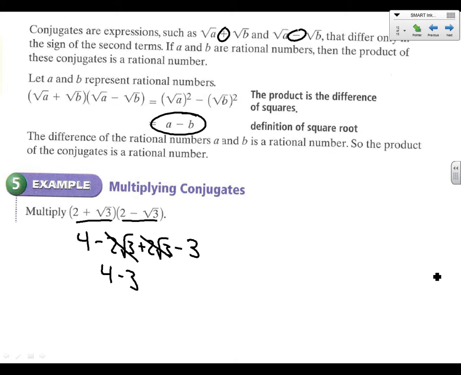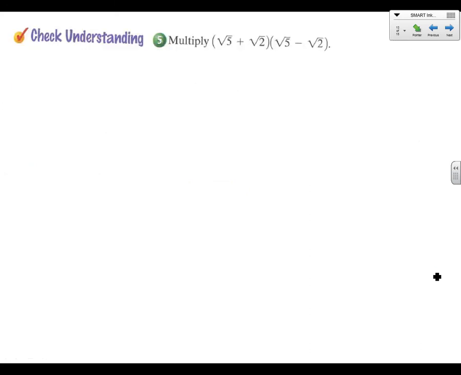If we have conjugates, you're going to end up with just A minus B, right? Square root of A squared, square root of B squared. So 2 squared is 4, and root 3 squared is 3. If you put them together, final answer is 1. Use the conjugates on number 5.